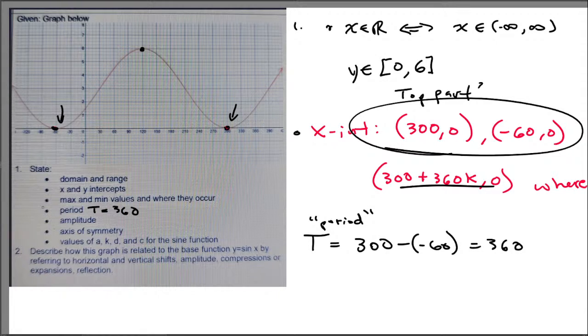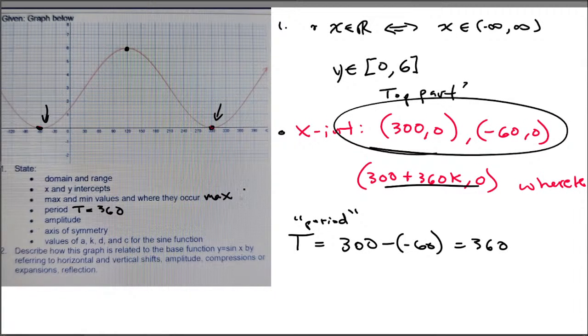Oh, I skipped one. The max and the min values. So the max is 6. And that occurs at 126. And the min, we can say, is 0. And that occurs at those same things. So like 300 plus 360k, comma, 0. So that's where the minimums occur, the troughs.